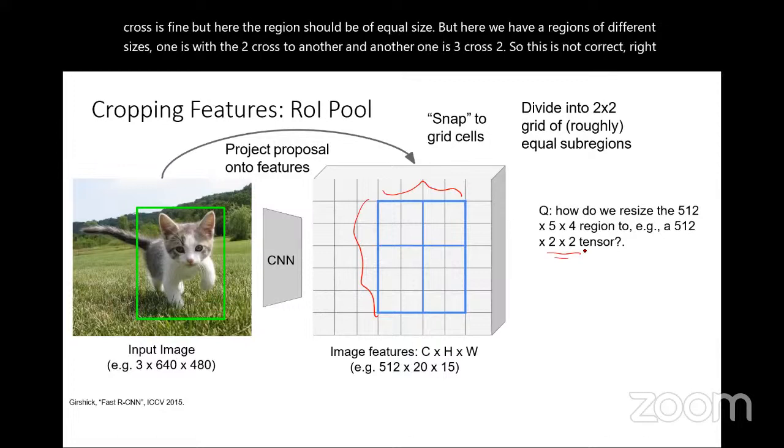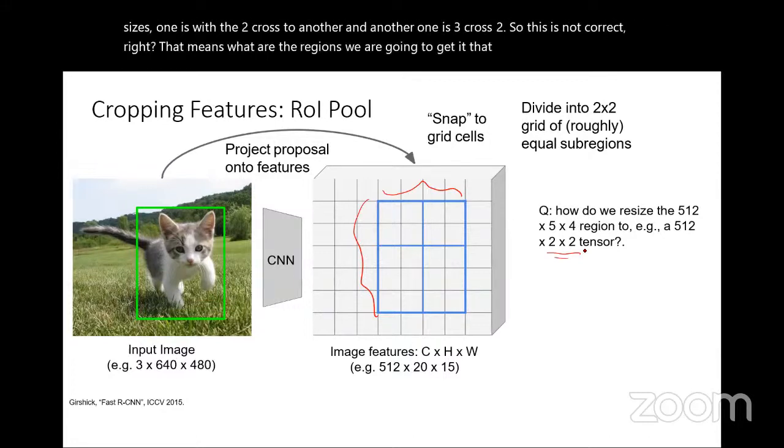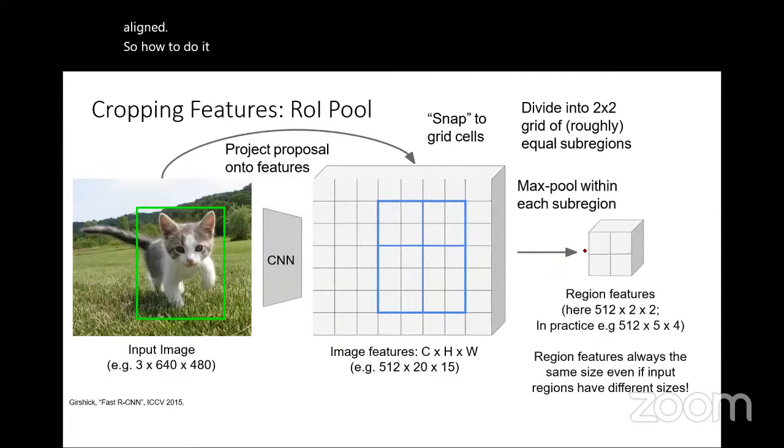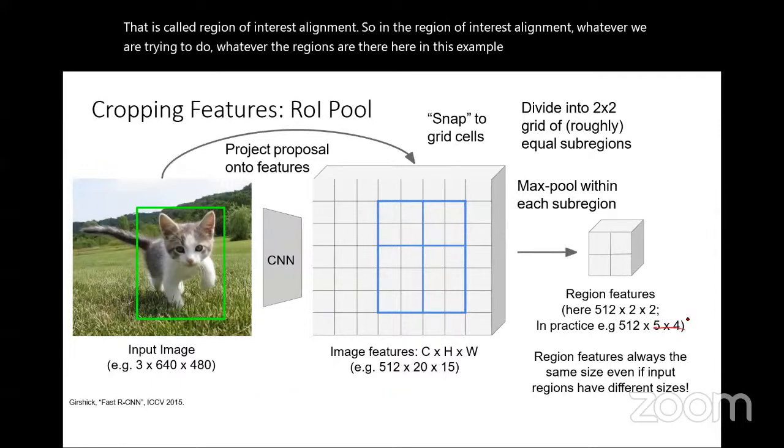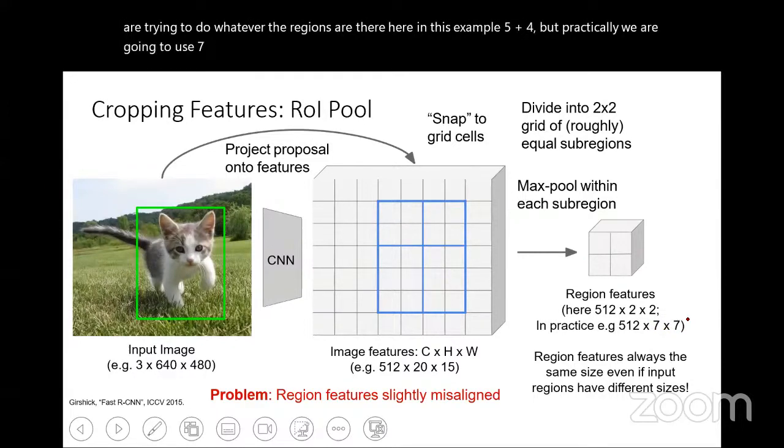That means the regions we are going to get are not properly aligned. So how to do it? In order to do that, there is a concept called region alignment, that is called region of interest alignment. So in the region of interest alignment, whatever regions are there, in this example 5 cross 4, but practically we are going to use 7 cross 7.